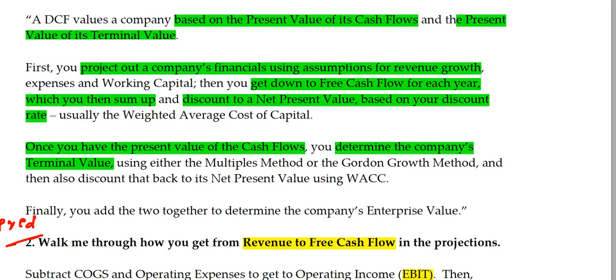Then finally you add together the present value of the cash flows and the terminal value, and you get the company's enterprise value. This is my company's enterprise value today. Let's do it in Excel as well to get a better understanding of this.